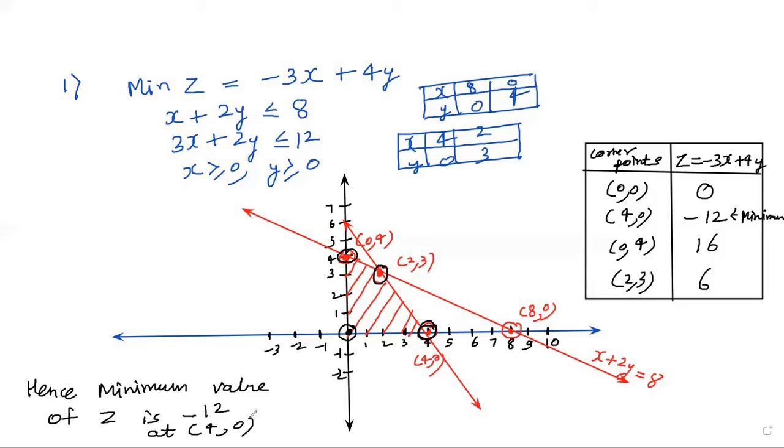Now I will show you an unbounded region problem. Then it will be more clear to all of you. So let's see another example. Example number 2. Let me take the problem in this way: maximize z equals -x plus 2y.